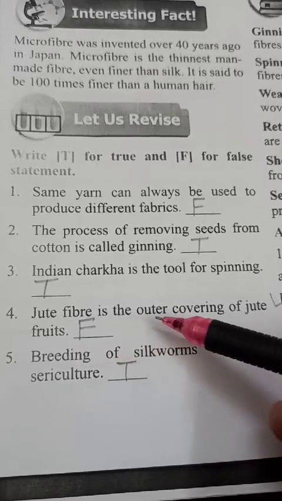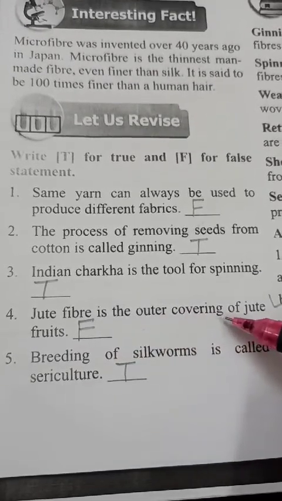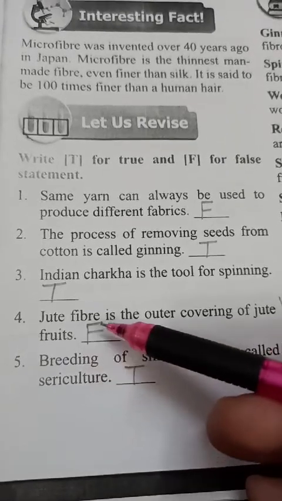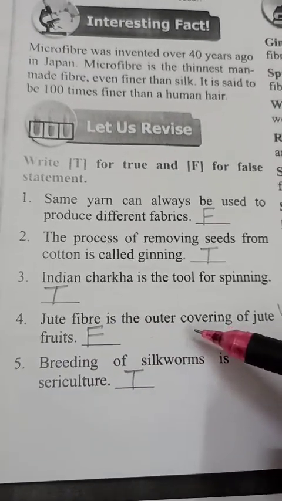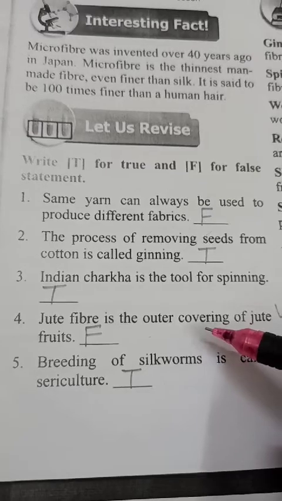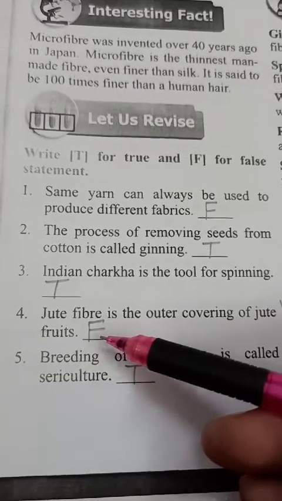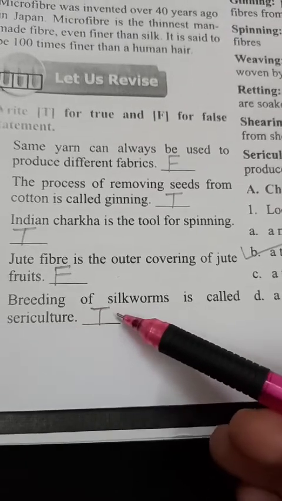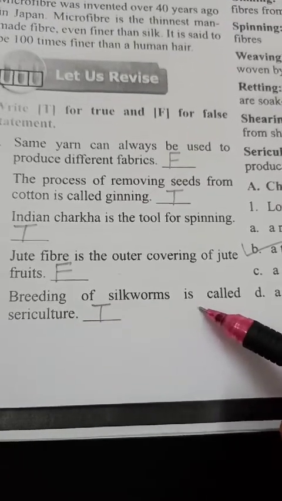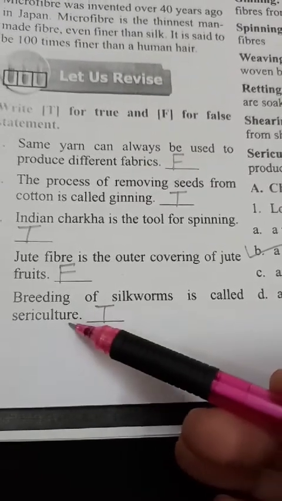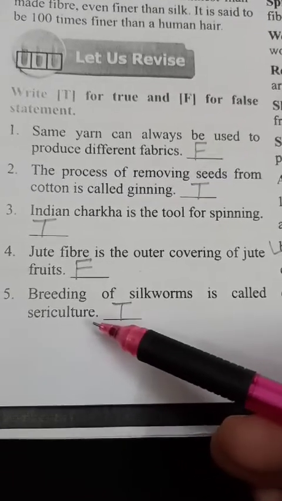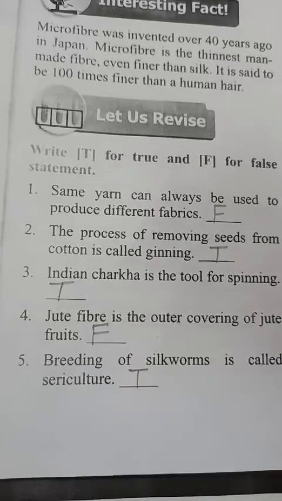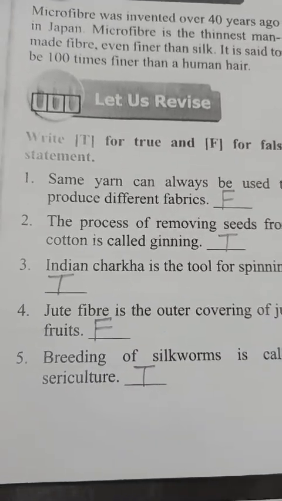Jute fiber is the outer covering of jute fruits. No, jute fiber we obtain from the stalk or stem part of the jute. So this is totally wrong. It is false. Breeding of silkworms is called sericulture. Yes, sericulture is the breeding of silkworms. So this is all about the true or false.